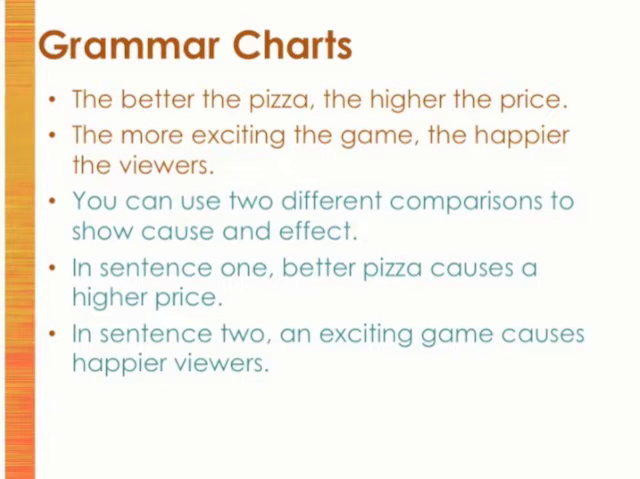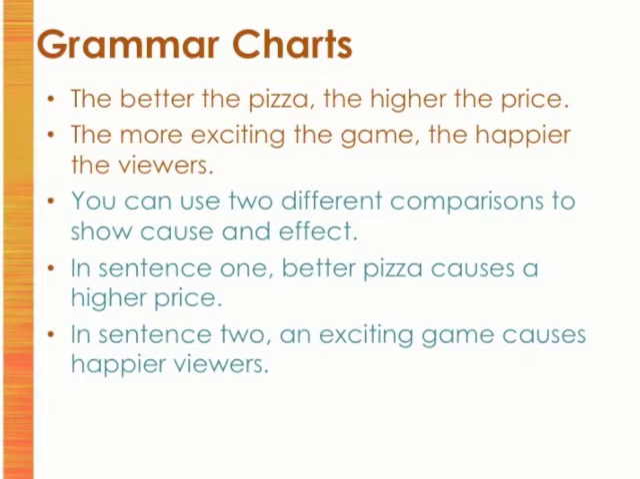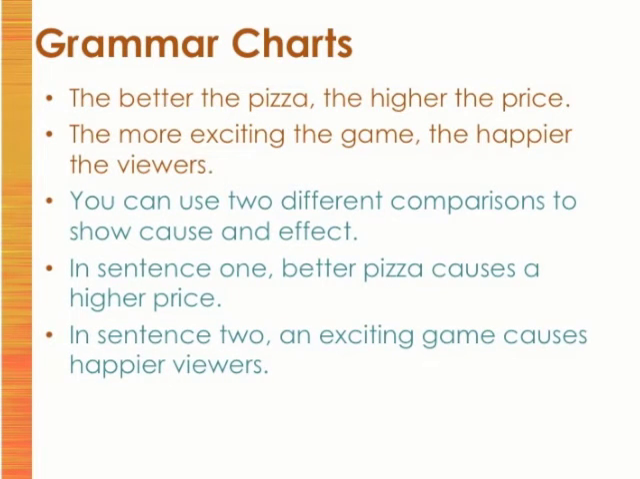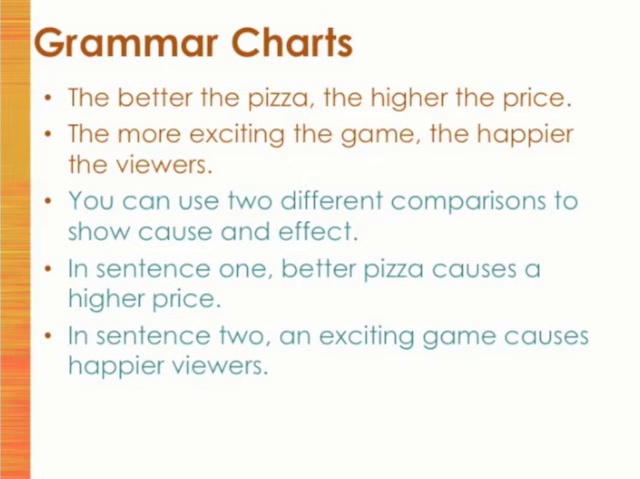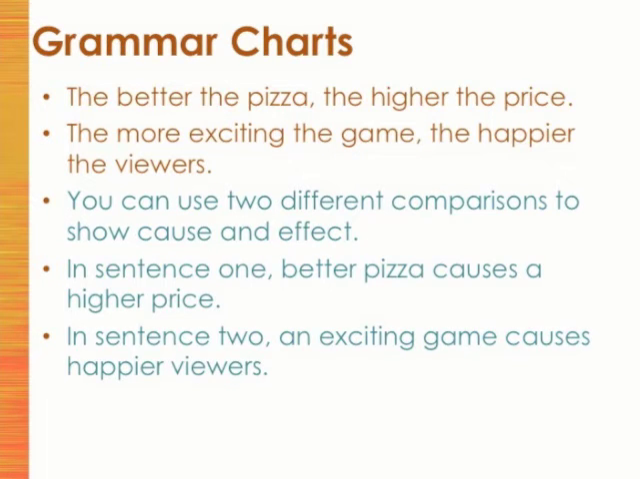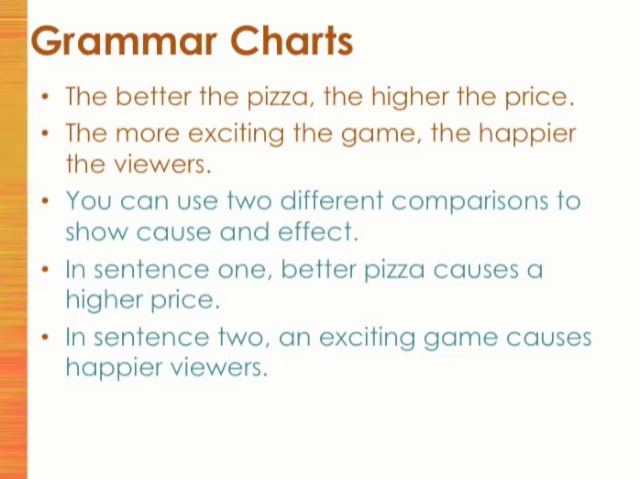Here, let's look at these examples. The better the pizza, the higher the price. The more exciting the game, the happier the viewers. You can use two different comparisons to show cause and effect. In the first sentence, better pizza is causing a higher price. In the second sentence, an exciting game causes happier viewers.